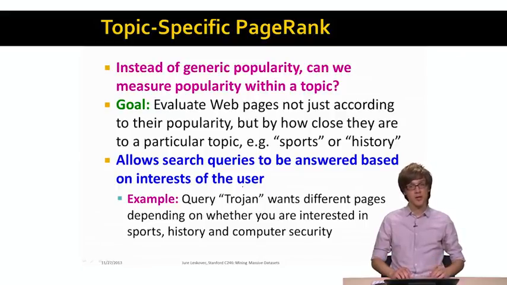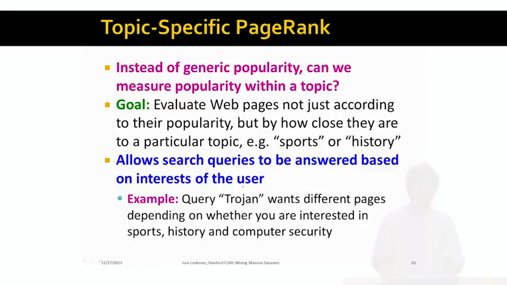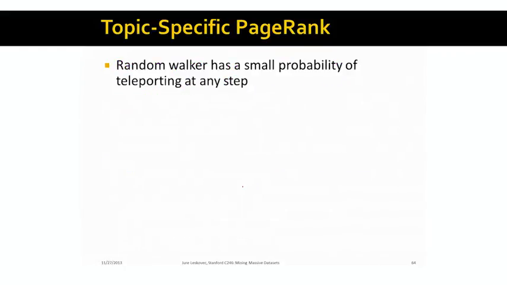And in particular, there can be many queries that are ambiguous. For example, a query like Trojan could have very different relevant pages depending on what topic you are interested in, in the sense that Trojans could mean a sports team. It can mean something different if you are interested in history, or something very different if you are interested in internet security. So the idea would be that we want to compute different importance scores of different web pages based on their relation to a given topic. So the question is, how do we achieve this?